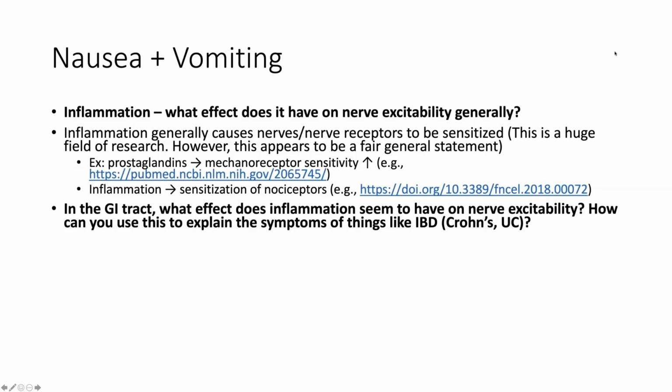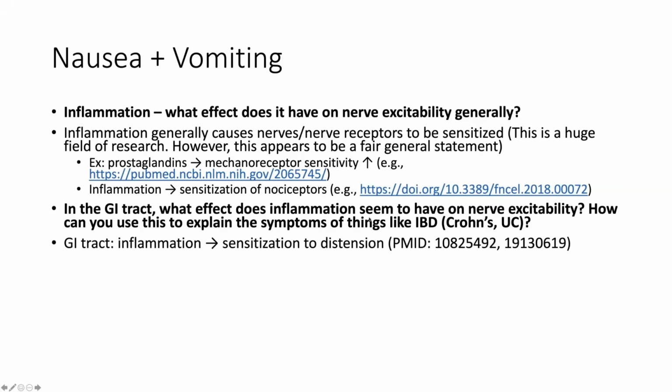Leah, in the GI tract, what effect does inflammation seem to have on nerve excitability? How can you use this to explain the symptoms of things like inflammatory bowel disease, like Crohn's or UC? Okay, if inflammation increases nerve excitability in the GI tract, then in something like Crohn's, that's a chronic inflammatory state. So you have the vagal afferent nerves in the GI tract constantly stimulated, and you're going to get nausea and cramping and that sort of thing. Yeah, nausea, cramping, diarrhea.